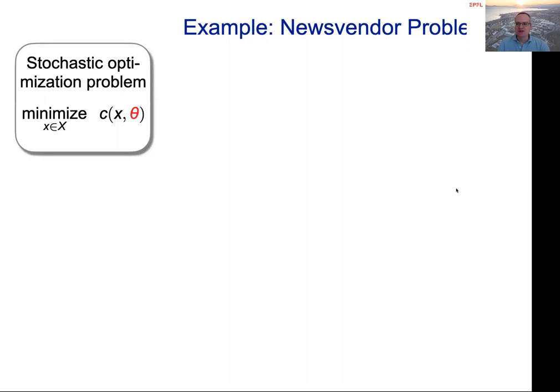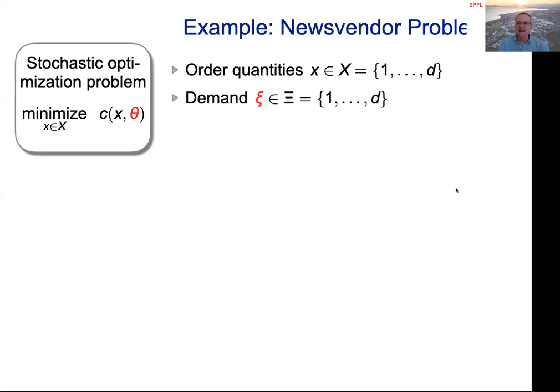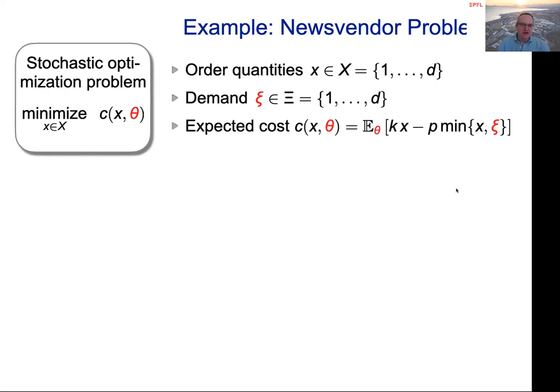On each day, the newsvendor solves the following stochastic optimization problem. In the morning, the newsvendor orders x newspapers from the publisher. Admissible order quantities include all integers between 1 and T. During the day, the uncertain daily demand xi is revealed, which also equals an integer between 1 and T. During the day, the newsvendor sells newspapers until either the inventory or the demand is exhausted. That means that the sales quantity is given by the minimum of x and xi.